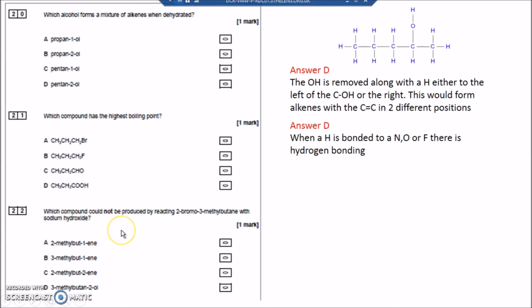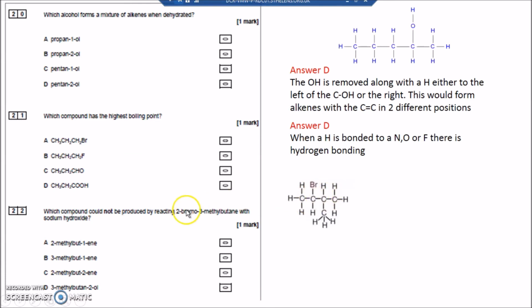Which compound could not be produced by reacting 2-bromo-2-methyl butane with sodium hydroxide? So I've drawn for you here 2-bromo-2-methyl, so 2-bromo-3-methyl butane. I've drawn it here with sodium hydroxide. So what could happen with sodium hydroxide? It could replace the Br by nucleophilic substitution if I used cold water as my conditions.